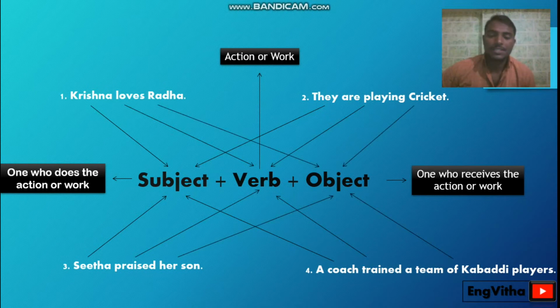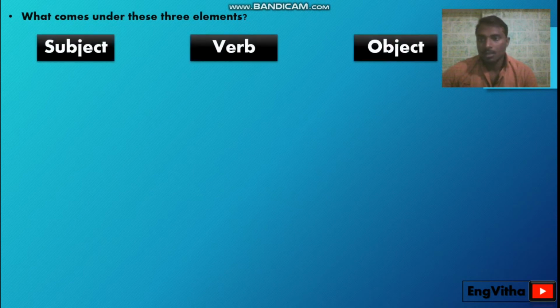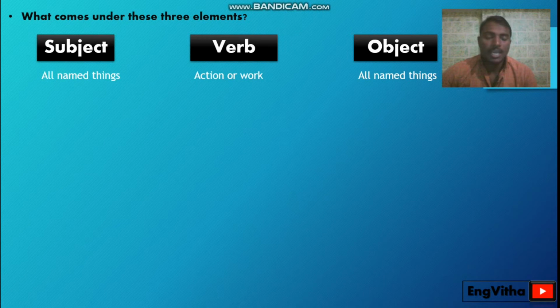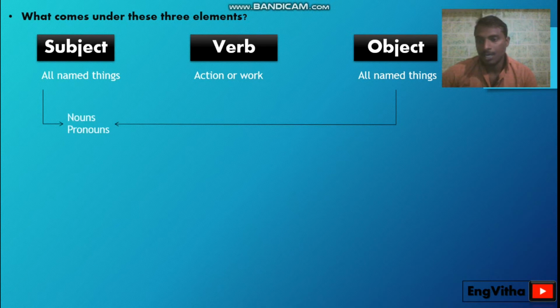So therefore, having seen and learned about what is subject, verb and object, in the next slide we would see what comes under these three elements. Subject, verb, object. Under the subject, all named things will come, and actions and works will go under the verb category. And as in the subject, all named things will come under the object. So subject and object both come together and are replaced by these grammatical terms, names and pronouns.